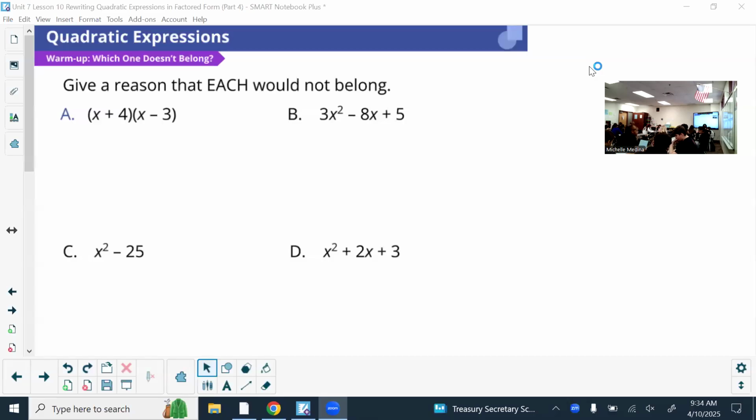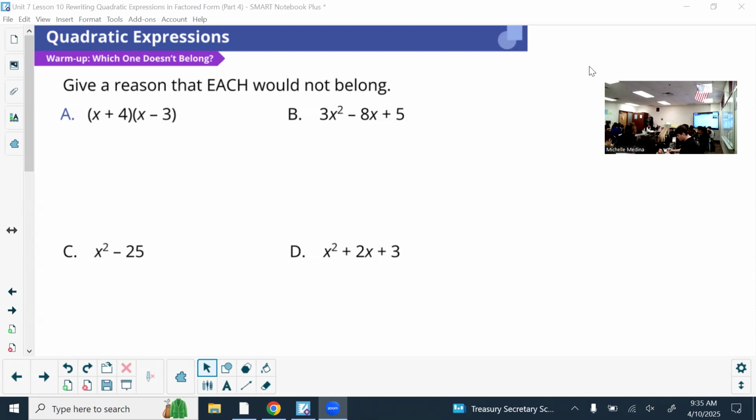So this one isn't just a which one doesn't belong. We want you to give a reason that each would not belong. And honestly, each of these are really great examples of everything we've learned so far. So we are going to put a lot of notes. Kind of write too big. And everything that I write down, you can tell me.